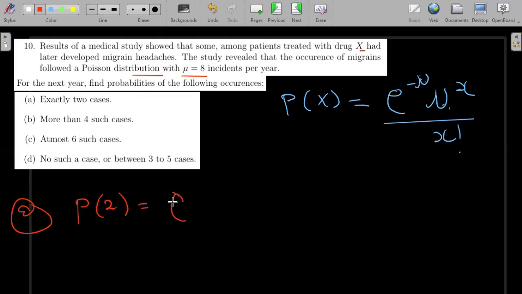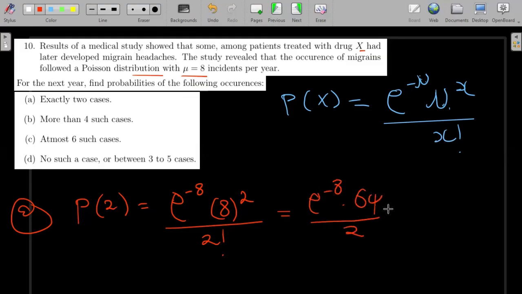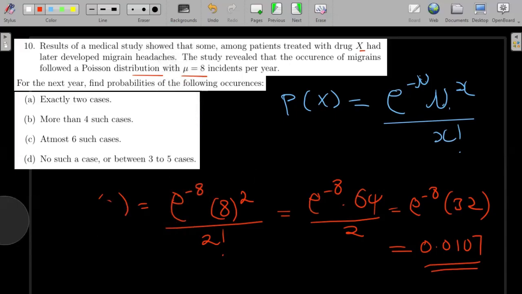So this would be e to the power minus 8, and then I have 8 to the power 2 divided by 2 factorial. So this one here to be e to the power minus 8 multiplied by 64 divided by 2, which is the same as e to the power minus 8 multiplied by 32. So just punch in this value onto your calculator, you should be able to get approximately 0.0107. That's according to my calculator. Please confirm with your own calculator as well. All right, so that's how we'll answer A.